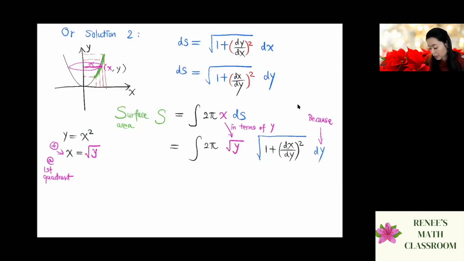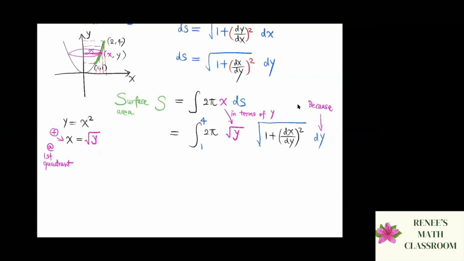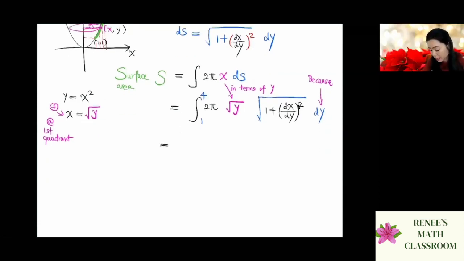Now we can put the upper and lower limit over here for the integral. The y here goes from where to where? Y goes from 1 to 4, right? So 1 here to 4 over here. So put down the upper and lower limit. Now let's take the 2 pi outside. This is the integral of square root of y, square root of 1 plus dx/dy squared.